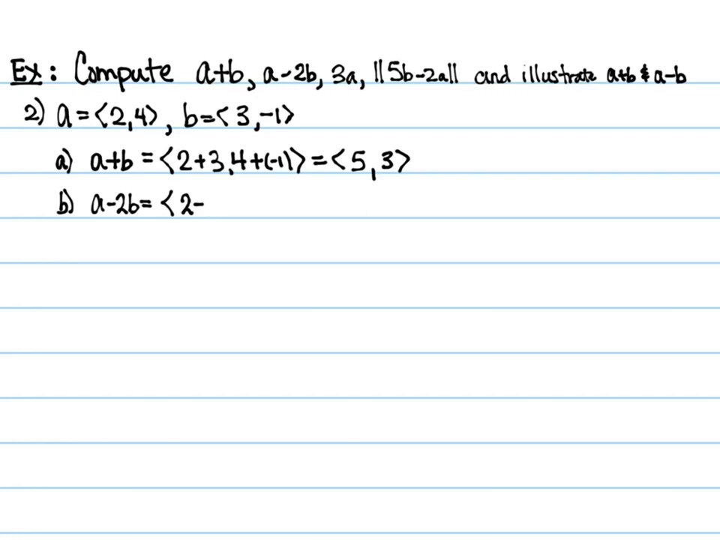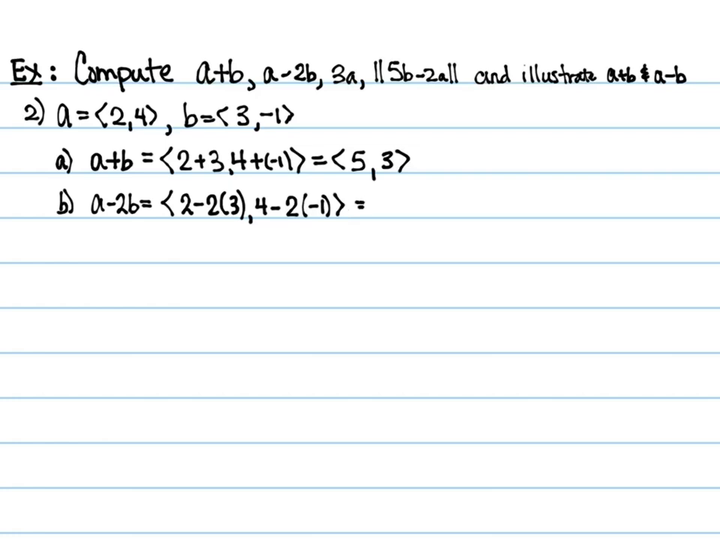I'm sorry, 2 minus the 2, and then the 3 here is what I wanted to do. Yes, 2 is a scalar. And then we would have 4 minus 2 times the y value, or coordinate, in the b vector, which was what? Negative 1. Okay.